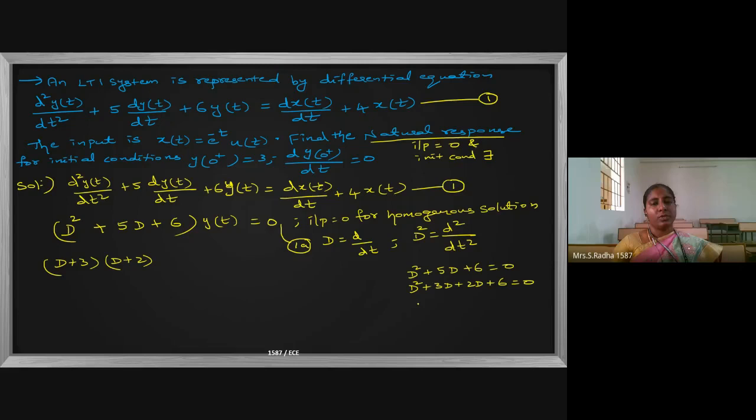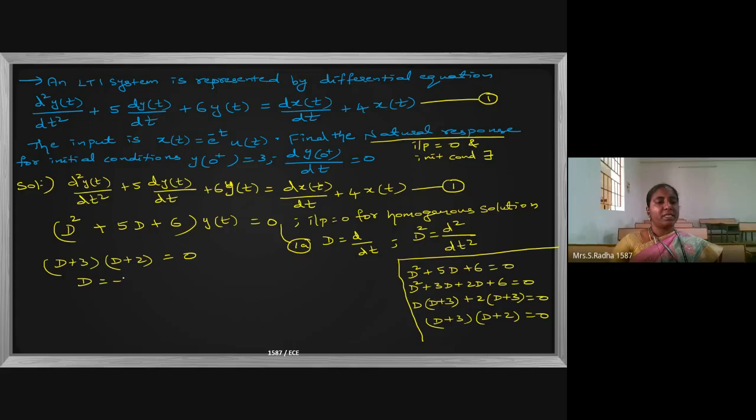If you take D common, it is D plus 3; if you take 2 common, it is D plus 3. So if you take D plus 3 common, the remaining term will be D plus 2, equal to 0. I am applying this directly. Now the D value is nothing but minus 3, minus 2.